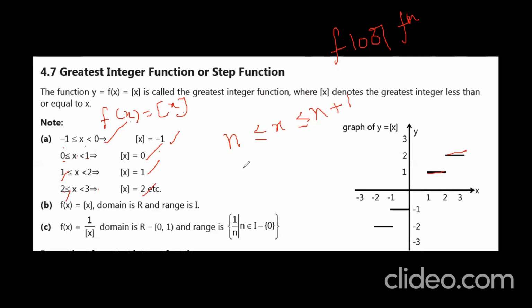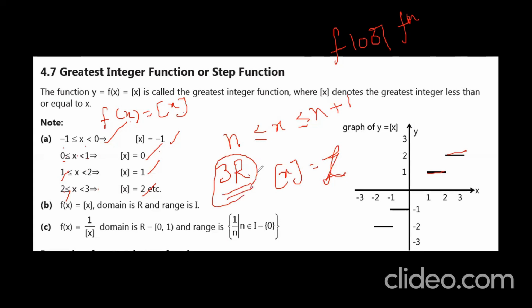If you want to write the domain of f(x), that is the integral part, the domain of f(x) is going to be R. Domain of f(x) is equal to R. And the range of f(x), the integral part of x, is Z. Range is Z and domain is R.